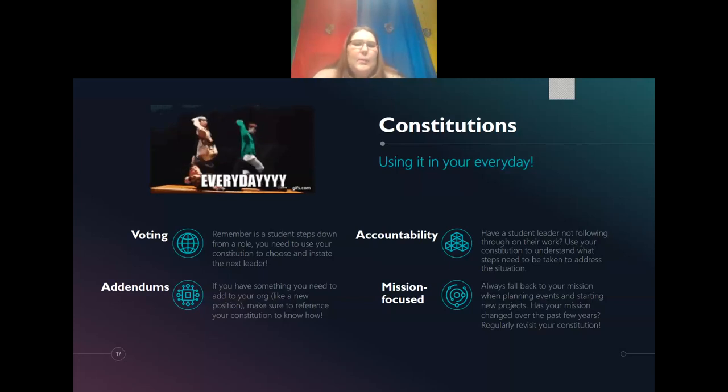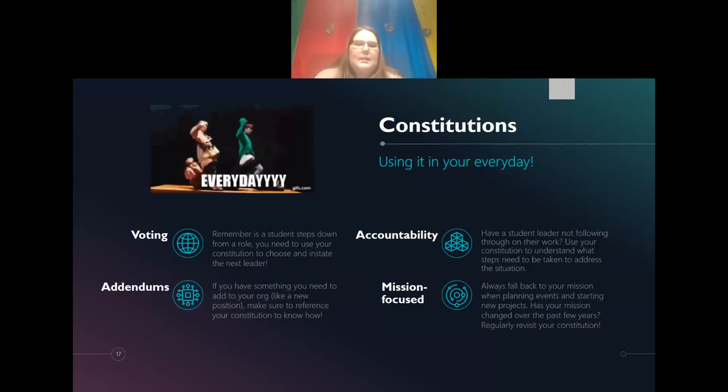We also see accountability. We've touched upon that quite a bit, but consider a student leader not following through on their work. You can definitely use your Constitution to understand what steps need to be taken next to address that. These are those really hard conversations. We are all human. We all get incredibly busy. Certain times of our semester can be really busy with classes. Trust me, as a grad student, I feel that as well. But we are making the commitment to these orgs. If you have a well laid out position description in your Constitution, then hopefully there's a very good understanding of what that means and that somebody is committing to a position that they can handle. But that's not always the case.